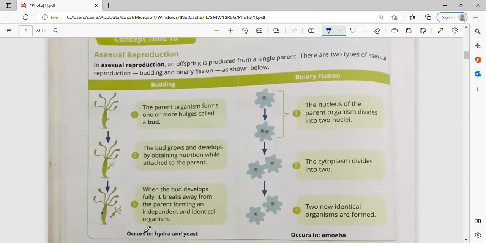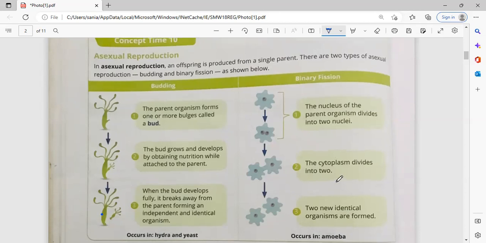This is very important. Budding occurs in Hydra and yeast. Binary fission occurs in amoeba. Clear? So you will write asexual reproduction, this and this, the difference.